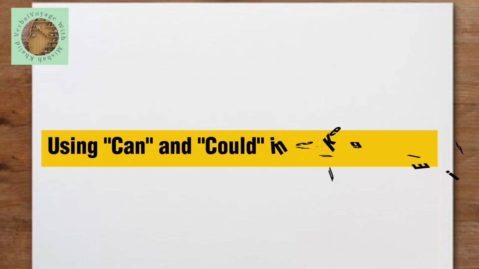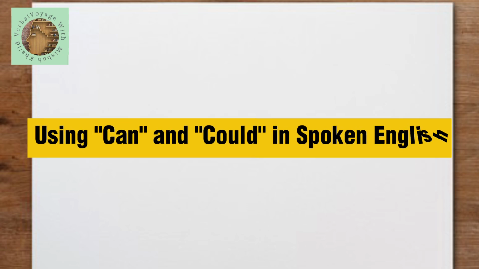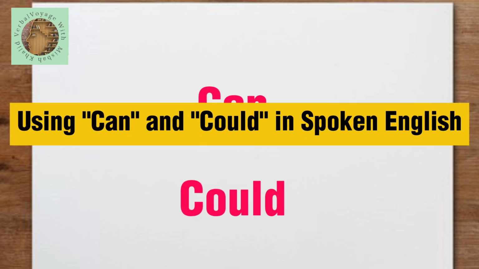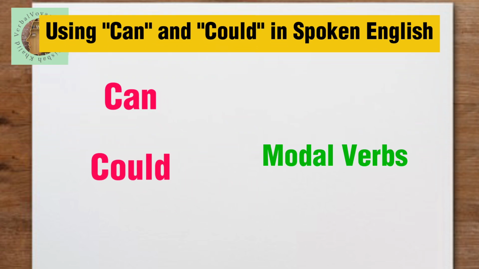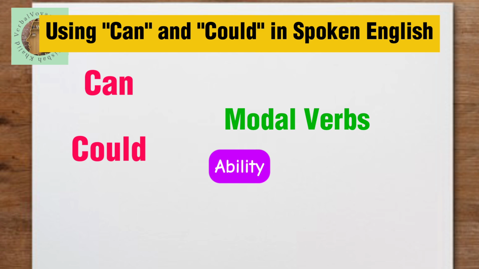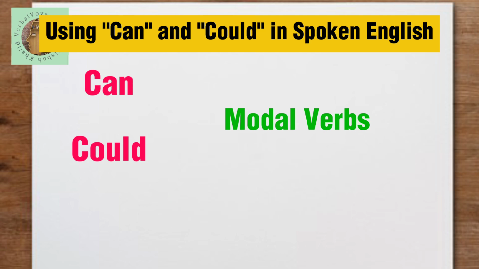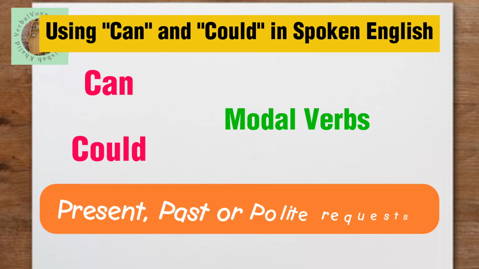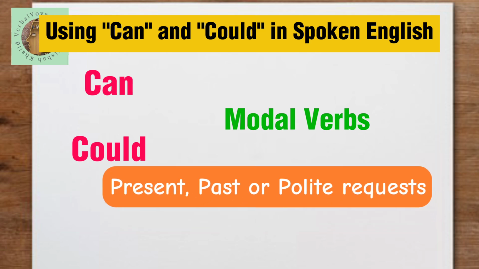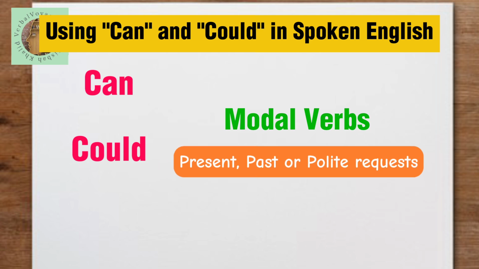Today I'm going to teach using can and could in spoken English. Both can and could are modal verbs used to express ability, permission, request, or possibility. However, they are used slightly differently depending on the context, like present, past, or polite requests. Here's a breakdown of how to use them effectively in spoken English along with a trick to remember their usage.